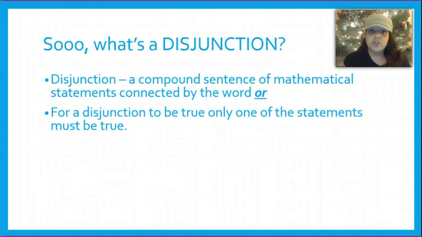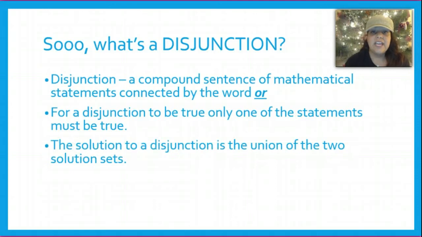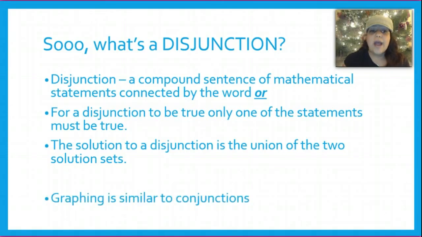Now, for a disjunction to be true, only one of the statements in that sentence has to be true. And the solution to a disjunction is the union of the solution sets. If you remember when we first started talking about intersections and unions, the union was everything that was contained in that set. Remember when we had the brackets at the beginning and we said that the union within these sets was all those numbers that they contain. While the solution for a disjunction is going to be the union, all of the numbers that are contained there.